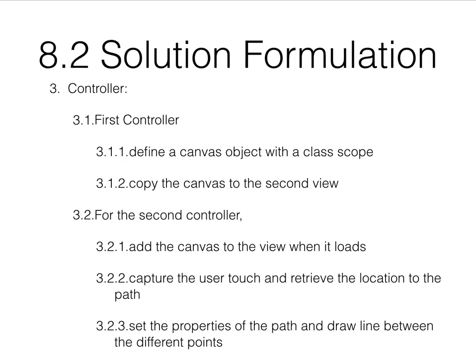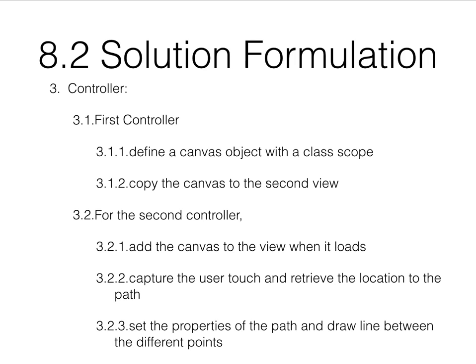So when I go to the first box and do something, I have to save it in my first controller, so when I go to the second, I take it with me. That's why I'm defining the canvas object in the class scope of the first controller and copying it through the segue to the second controller. In the second controller, all the fun and all the work will be.